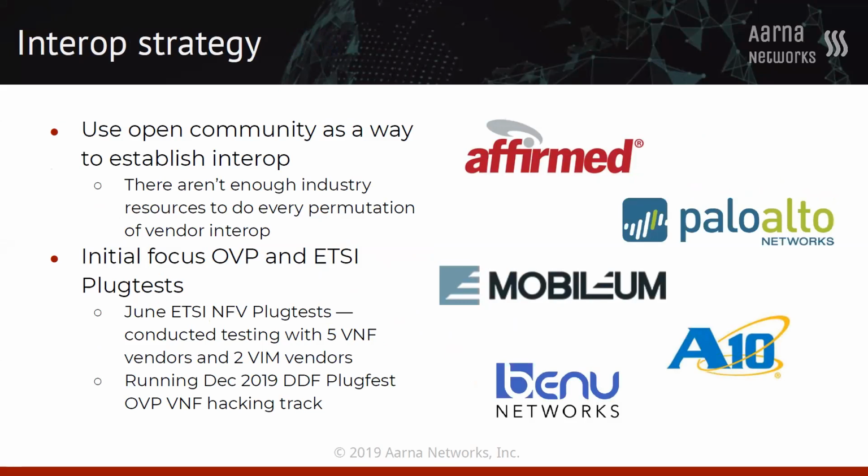Interop strategy: we are not going to have our own Interop program for now. We are going to rely on the community Interop program, which is OVP. And the logic is there just aren't enough resources in the industry to do every permutation of vendor Interop. So if every vendor wants to work with other vendors and every operator wants to do their Interop testing, there just aren't enough people. So we are focusing on OVP, and we are also going to rely on HC plug tests for Interop testing. Between OVP and HC plug tests, we have done testing with 5 vendors, which are shown on the right-hand side. And as I previously mentioned, we are running the January 2020 DDF Plugfest OVP VNF hacking track. Okay, next slide.